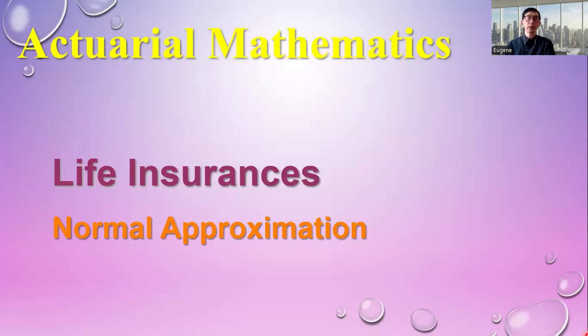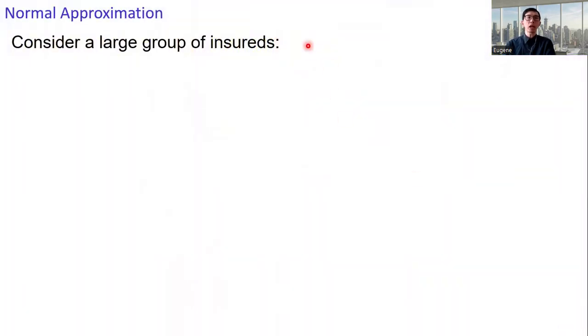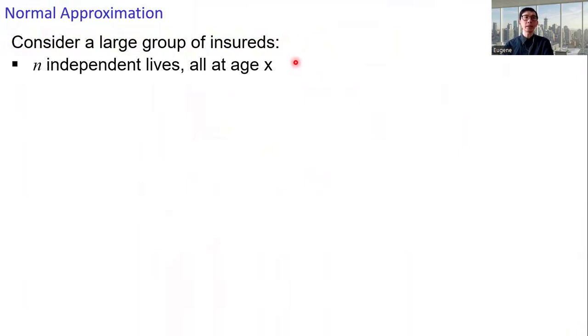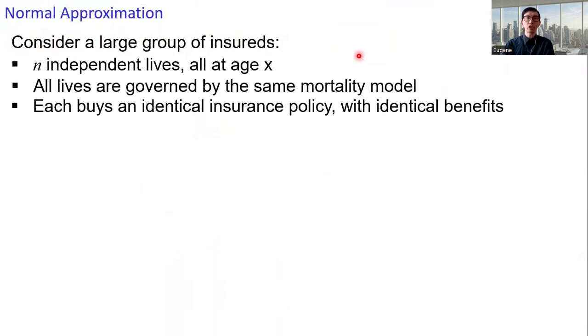Hello everyone. In this video, we will cover normal approximation applied to life insurances. Consider a large group of insureds. Altogether, there are n independent lives at age x. All lives are governed by the same mortality model, and each individual purchased an identical insurance policy with identical benefits.